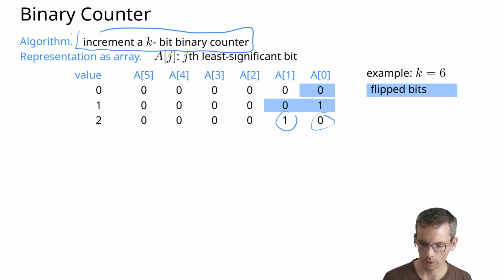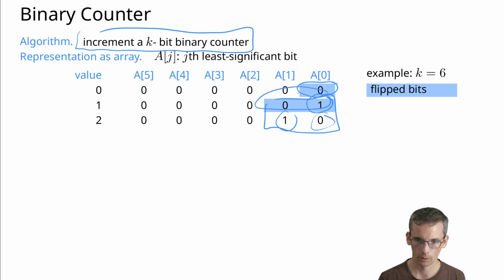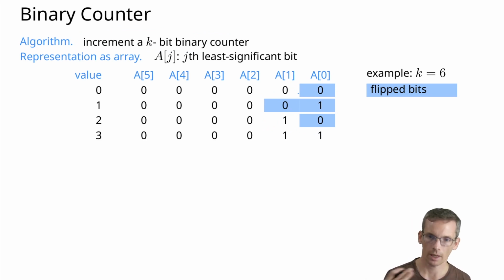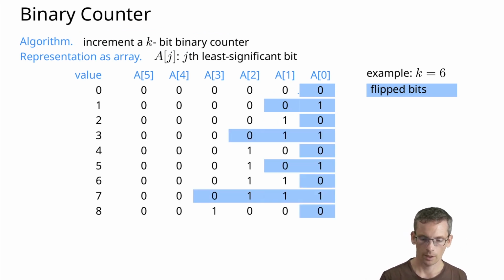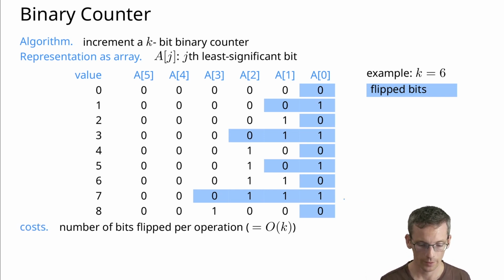And for that, we look at increments individually. And the cost of an increment corresponds to the number of bits flipped. So from 0 to 1, we just need to flip this 1 bit. From 1 to 2, we have to flip those 2 bits, and that's marked here with blue. And then from 2 to 3, we only have to flip 1 bit, and so on. And as we see, the longer we go, at least sometimes, the more bits we have to flip. So the cost of an operation is the number of bits flipped. And if I have a k-bit counter, then in the worst case, that's O of k.